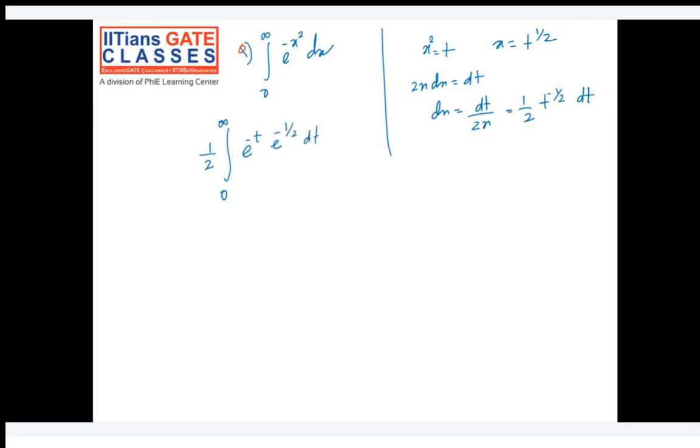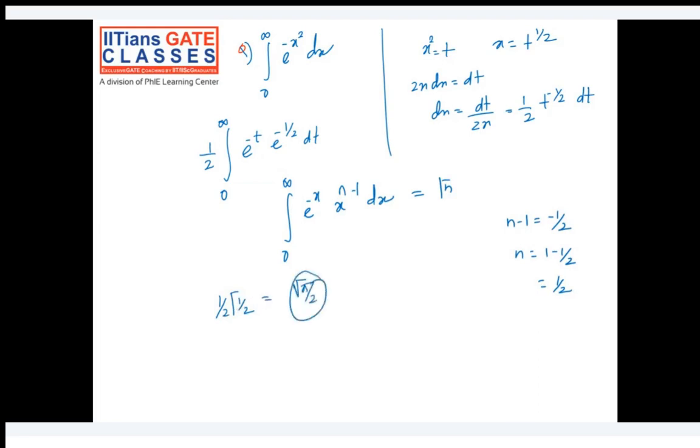So if you see this, compare it with the form integration 0 to infinity e to the power minus x, x raised to the power n minus 1 dx. It's gamma n. So here n minus 1 is equal to minus 1 by 2 and n is equal to 1 minus 1 by 2. It is 1 by 2. So 1 by 2 gamma 1 by 2. And gamma 1 by 2 is root pi. So root pi by 2 is the final answer.